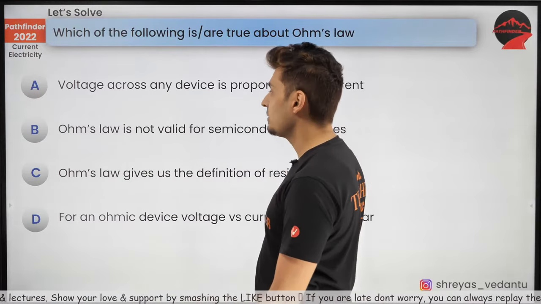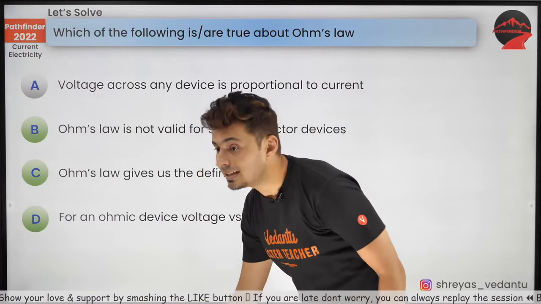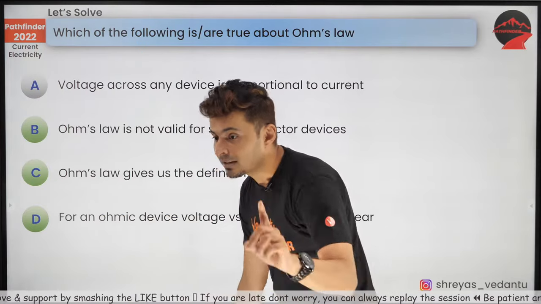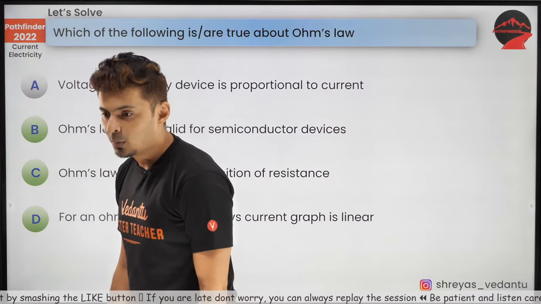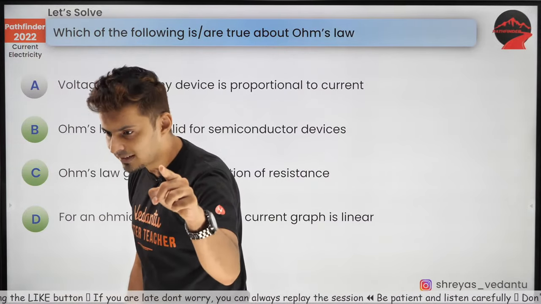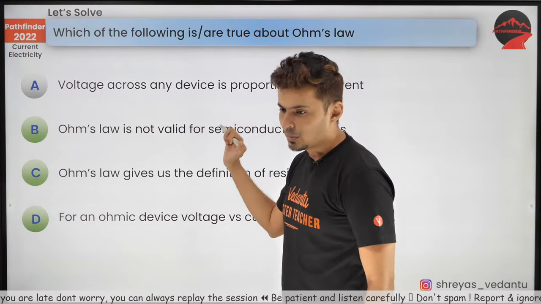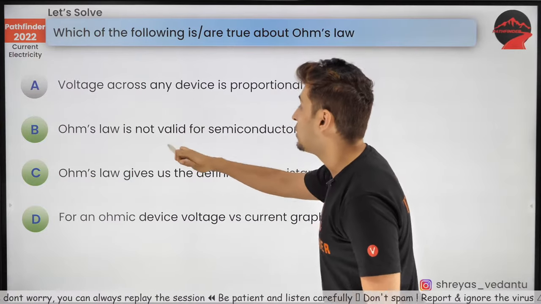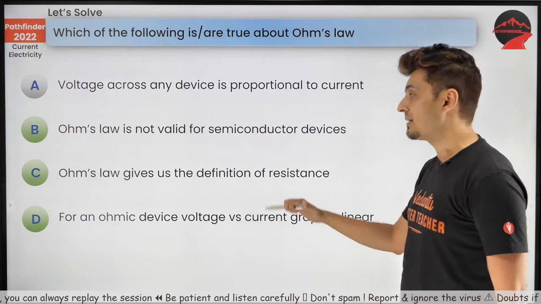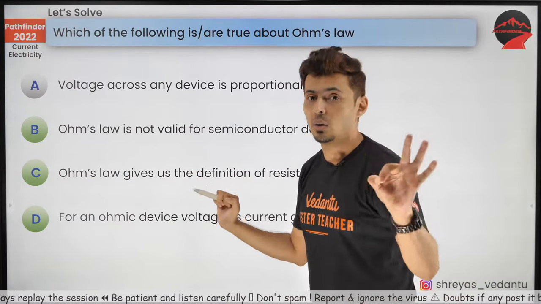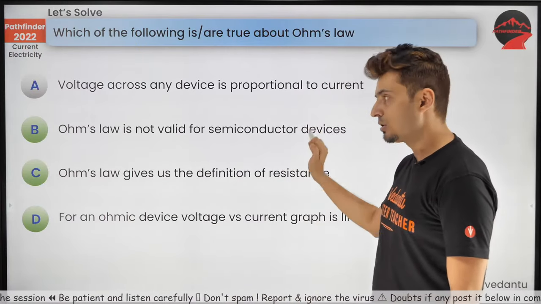A lot of you are saying BC. Well, that's wrong. It's BCD. I think Samir answered it correctly. Very good. I don't know who else answered it correctly, but I can see Samir's name out there. So basically, Ohm's law is not valid for semiconductor devices because they are non-ohmic. As simple as that. It's not valid.